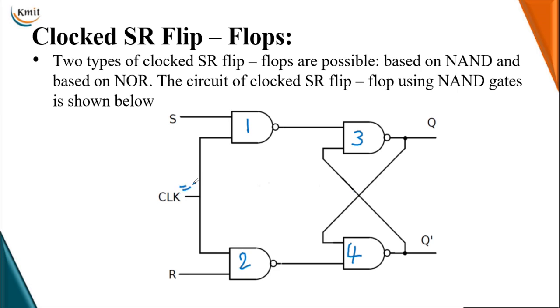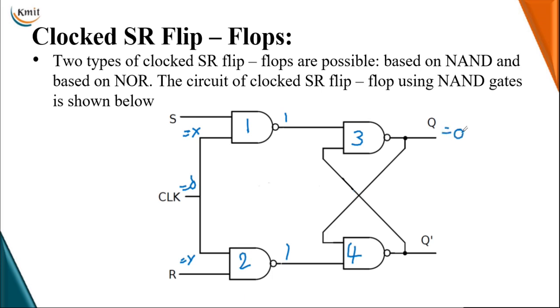If the clock is 0, then the S input and the R input are don't cares. Don't care means whether it is 0 or 1. Because one input of each NAND gate is 0, the first NAND gate output gives logic 1, and the second NAND gate output is also logic 1. So on the active low input SR latch, if I have 1, 1, the previous state is continued as the next state of the output.